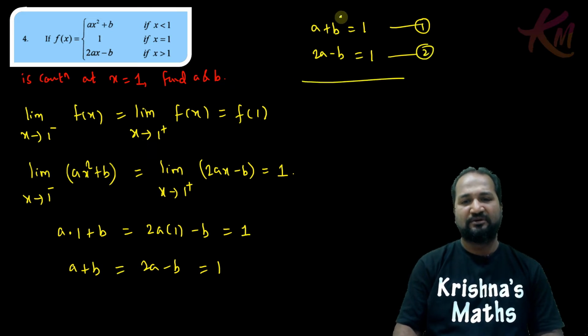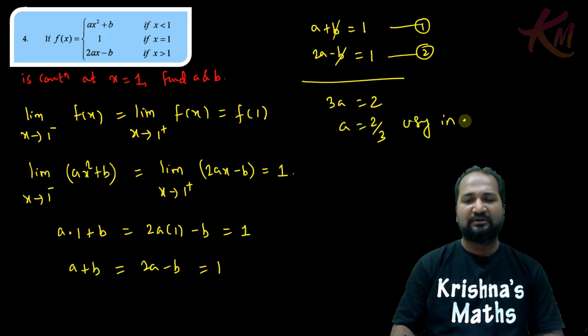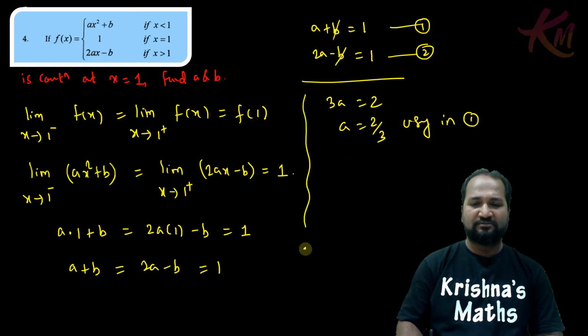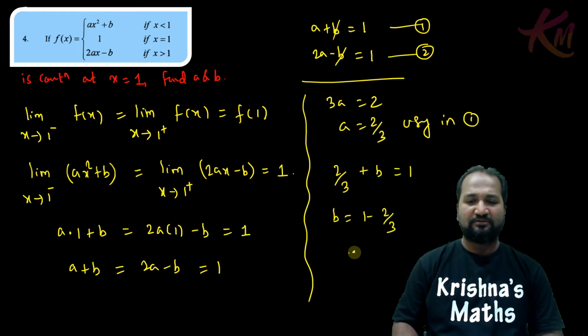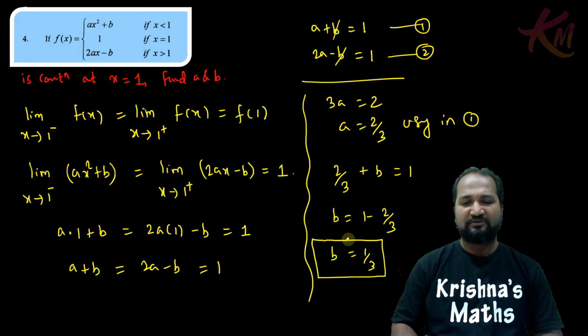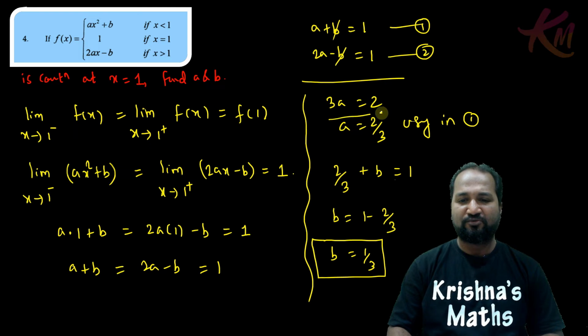Adding the two equations, b cancels, 3a is equal to 2, so a is equal to 2 by 3. Now use a in equation 1. Put the value of 2 by 3 in equation 1, plus b equal to 1. So b is equal to 1 minus 2 by 3. So 3 minus 2 will be equal to 1 by 3. So b is equal to 1 by 3. So a is 2 by 3 and b is 1 by 3.